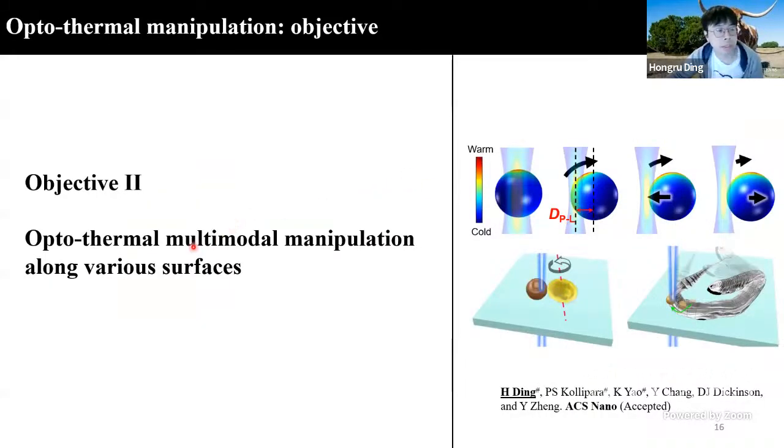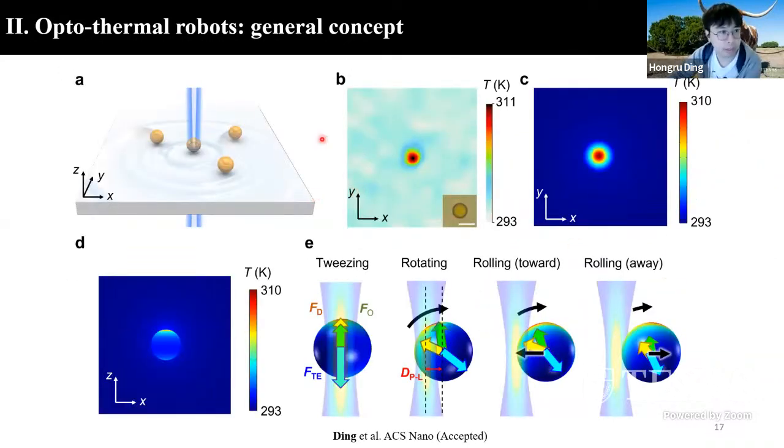Yeah, the second project, as you can see here, the manipulation, still we achieve the multimodal manipulation. And this time, we can achieve the manipulation on a glass substrate. And moreover, on the surface of some live animals. We will dive into it deeply soon. And so as you can see here, this page shows the general concept.